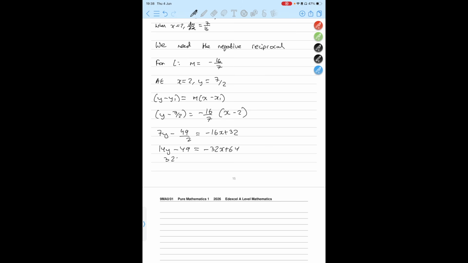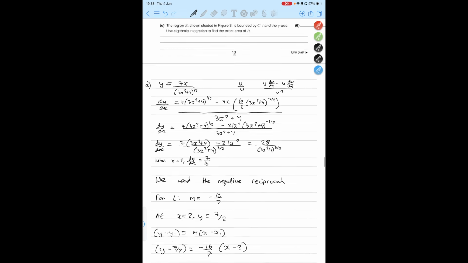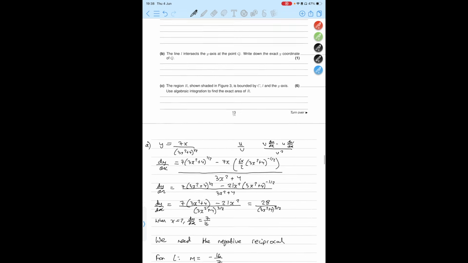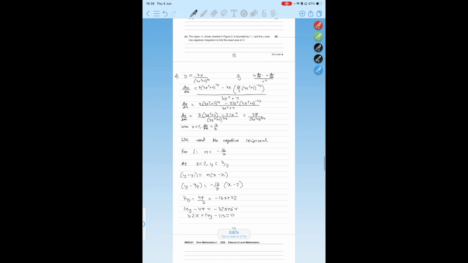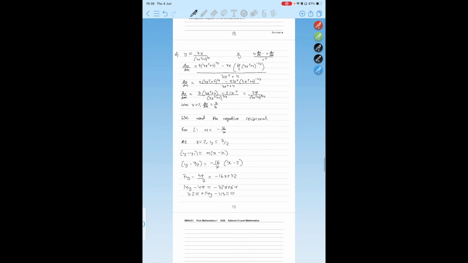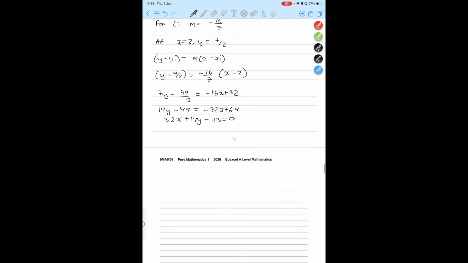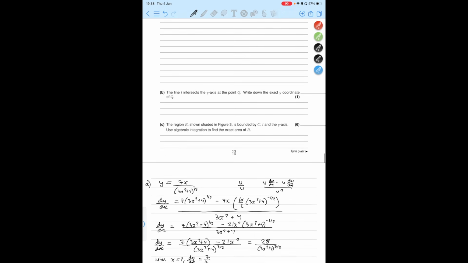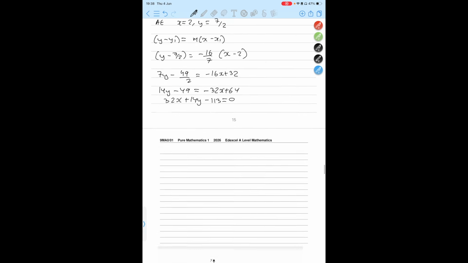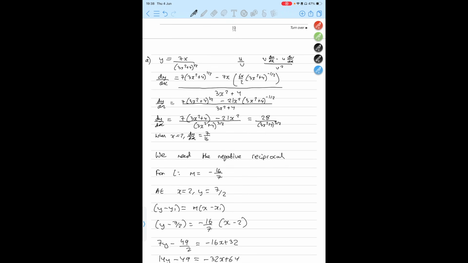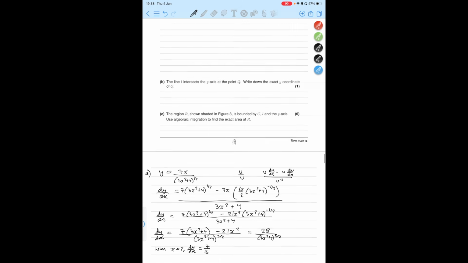So 32x plus 14y minus 113 equals 0. I think that's exactly how I wanted it. Yes, it is. So I'm going to keep this here for now, and I'm just going to work on B and C. I think I should have enough space for C. I definitely don't have enough space. So I'll make another page to work on that. Okay, so that was part A.